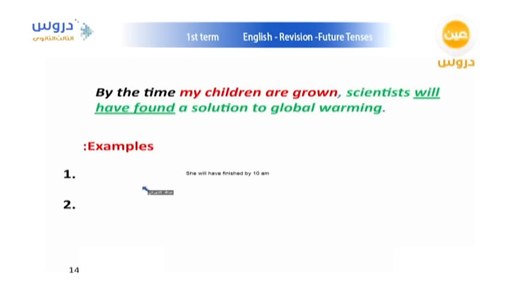So start with the subject, then auxiliary will, then auxiliary have, then the past participle finished by 10 a.m. And also, when I make it negative, I can say, for example, she will not have finished by 10 a.m. Great.